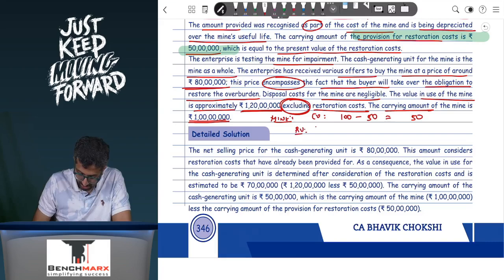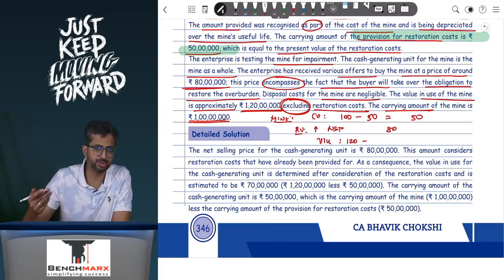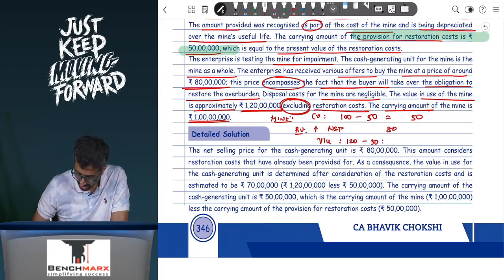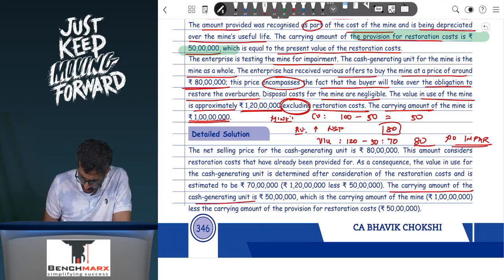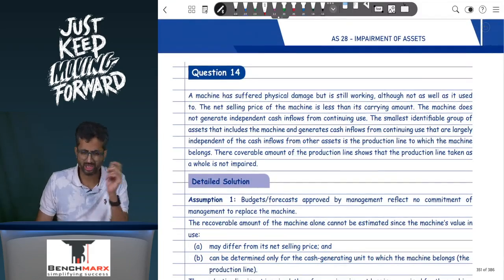If I have to compare recoverable value, which is the higher of the net selling price, which is 80 for asset and liability both, or value in use, which is 120, but 120 is excluding restoration cost, minus the present value of restoration cost, which is 50. So 120 minus 50 comes to, let us say, 70. You select whichever is higher, which is 80, and hence you will compare 50 with 80, and hence there is no impairment over here. So this is again there in the institute material. It's a little complicated. The important part over here is the carrying value of the CGU is 50 lakhs, which is the carrying value of the mine less the carrying value of the provision of 50 lakhs both. Okay, so that is something that you should practice.